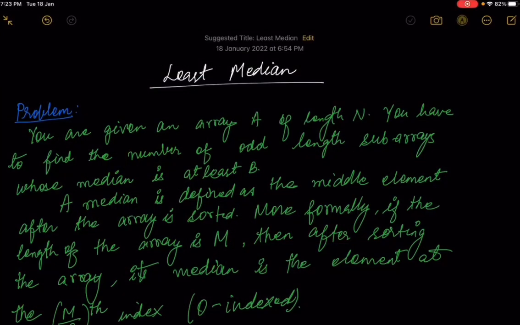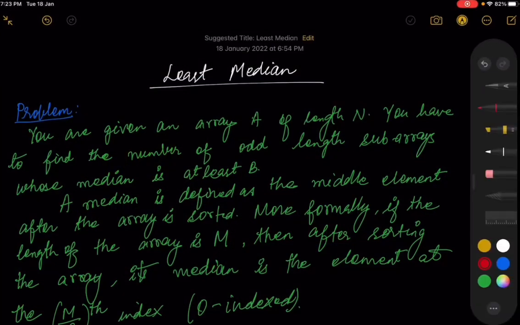Hi everyone, so today in this video I will be discussing the problem Least Median. The problem says that you are given an array A of length n, and we have to find the number of odd length subarrays whose median is at least b.